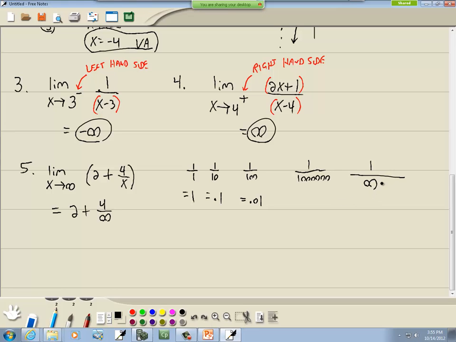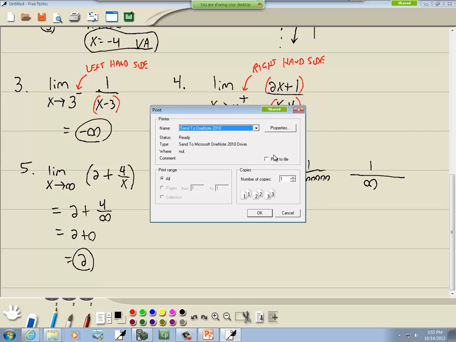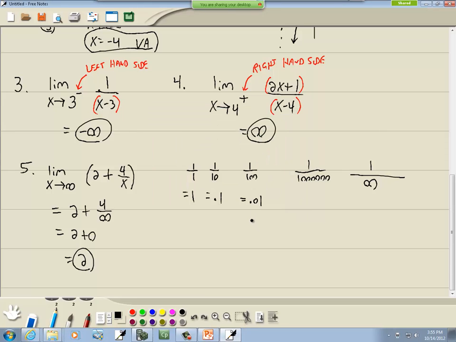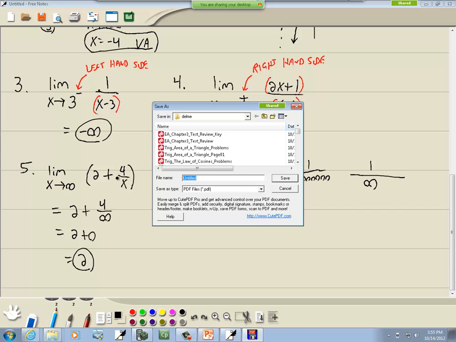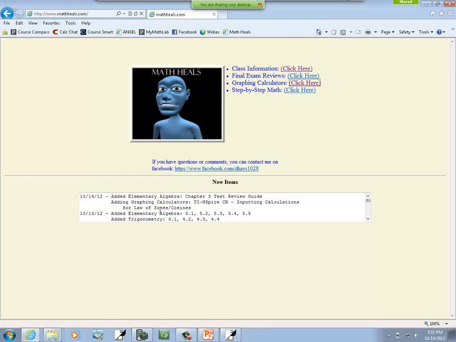So anytime you have infinity on the bottom, like you got 1 over infinity or 4 over infinity, that's going to be equal to 0. So this is 2 plus 0 or 2. So that's our answer. Now, if we looked at this graph-wise, what we'd find is that this is a horizontal asymptote. Let me save this. Though they're not asking us to look at it graphically. Let's see. Asymptotes. Page 01.pdf. There we go.